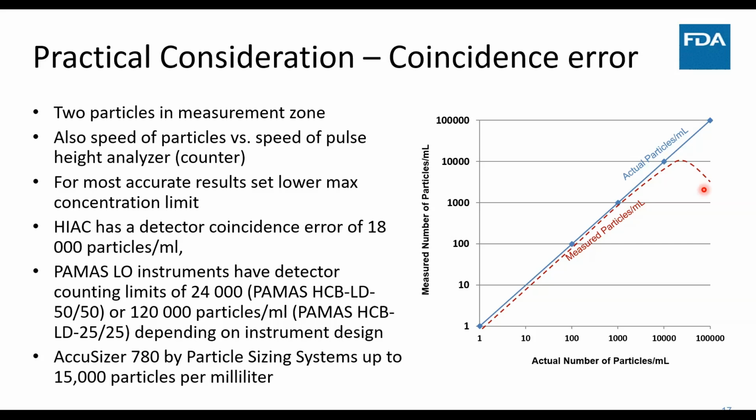The most common system, the Accusizer system, has a coincidence upper limit as low as 15,000 particles per mL. One would ask, why should we really care about this? Because if you're looking at the USP specifications, we're looking at not more than 6,000 particles in the lower size range of greater than 10 microns per container.